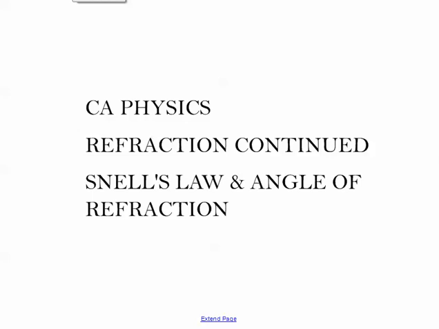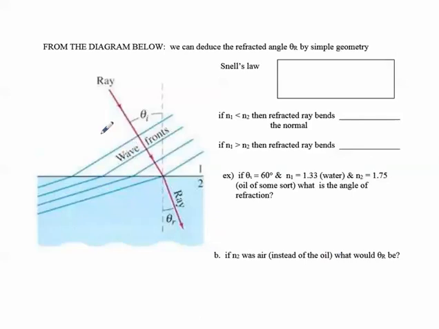Okay, so this is the second lesson on refraction. Here we're going to learn Snell's law and how to calculate the angle of refraction. So let's turn our attention to the wave fronts coming in at a different medium as shown by this diagram. We have a ray coming in at an angle theta I, and it's going to refract at some angle theta r relative to the normal.